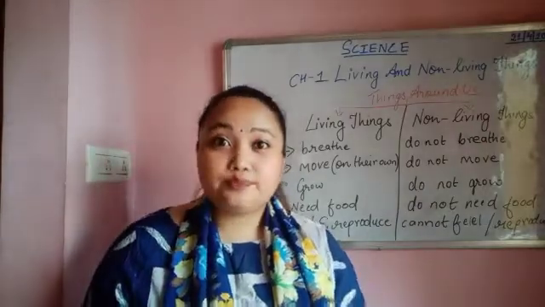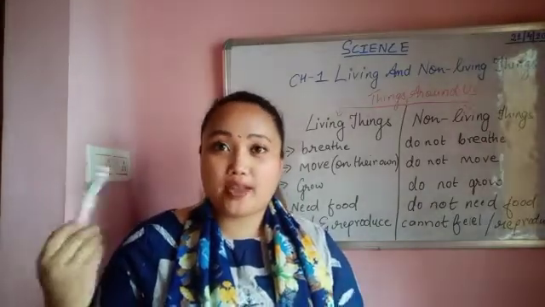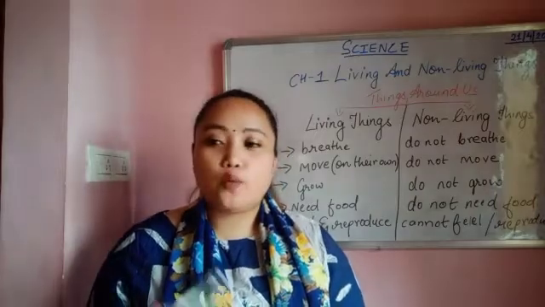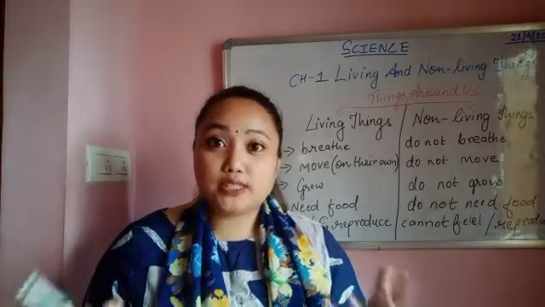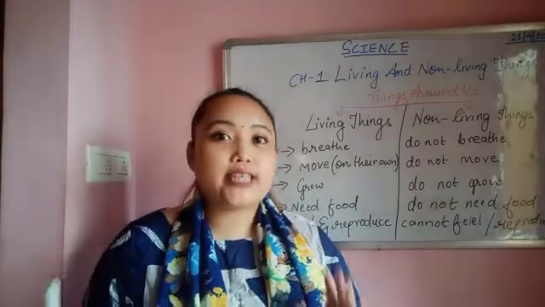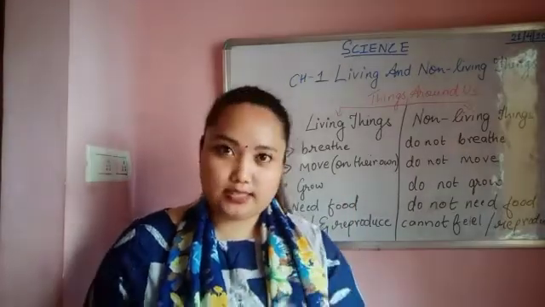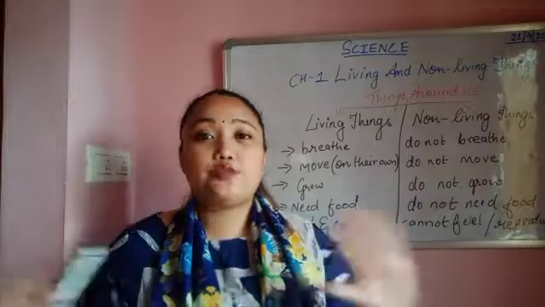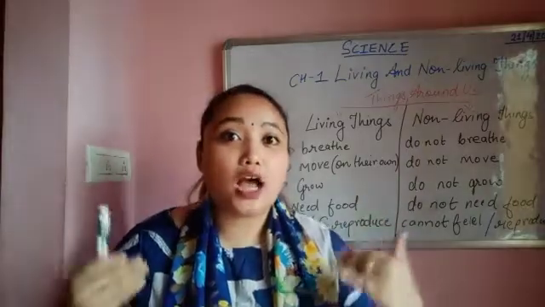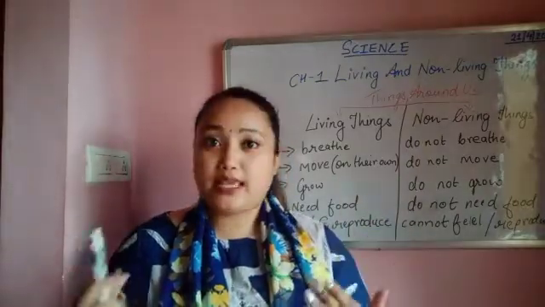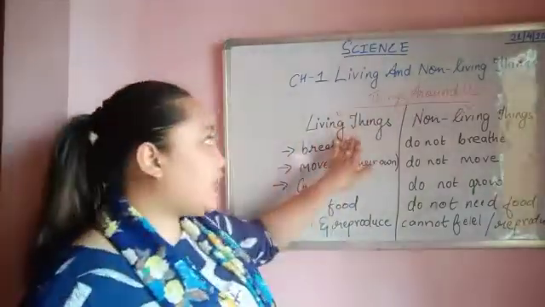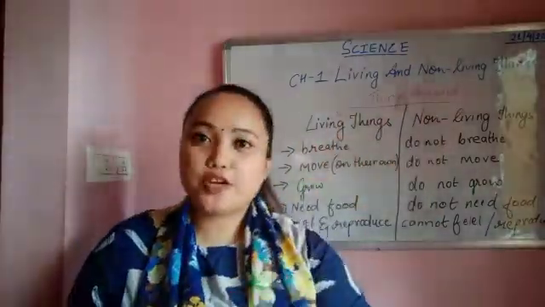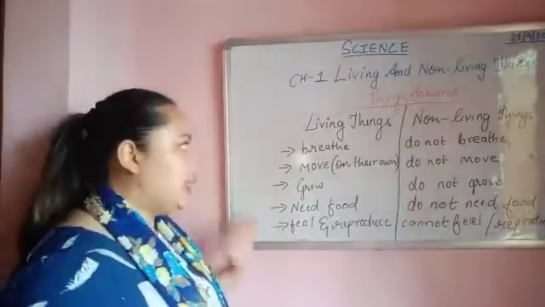A fan gives you air, right? But it is a non-living thing. A chair, where you sit down, and a table where you sit and eat food. So all these things are non-living things. So basically everything that we see in our surroundings can be categorized into two parts, living things and non-living things. So firstly we shall discuss the living things.